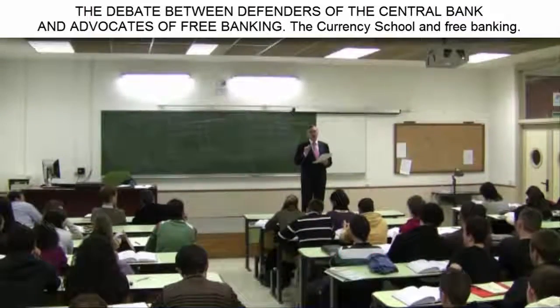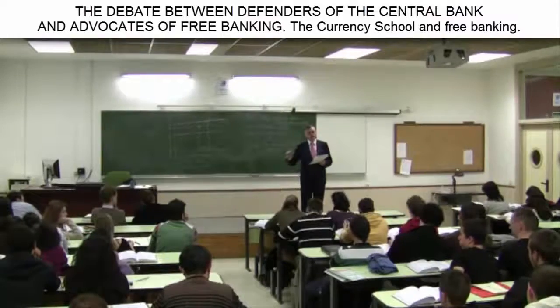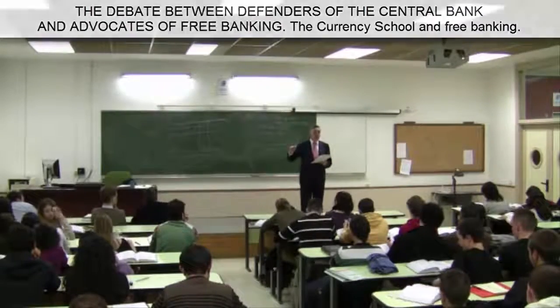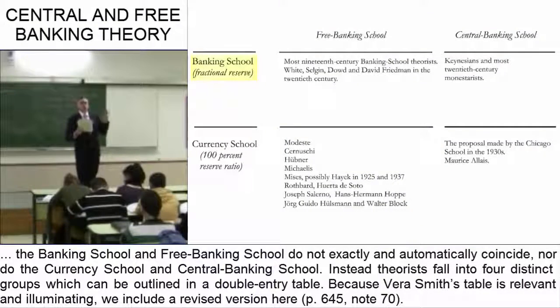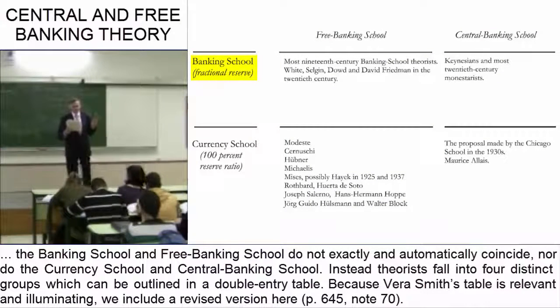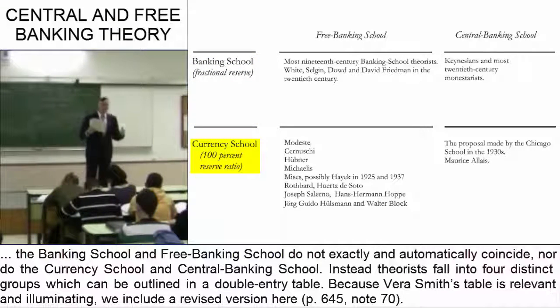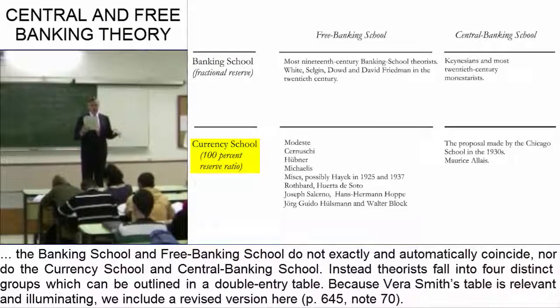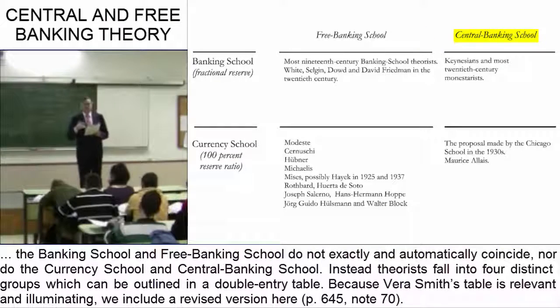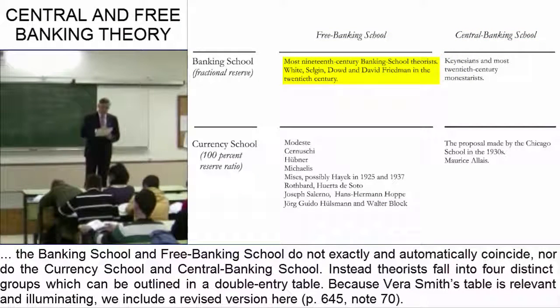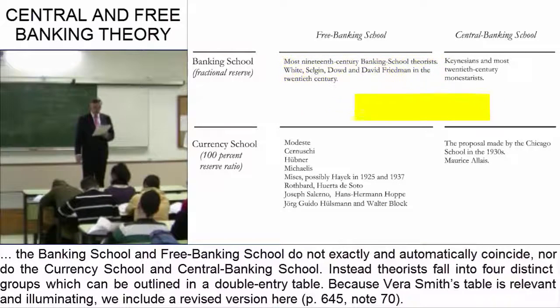Turn to page 645, please. And you will see that there are really 4 schools. This is very important. In the column to the left, we see the banking school, which defended a fractional reserve, and below, the currency school, which defended a 100% reserve ratio. Then, at the top, we find the free banking school and the central banking school. Initially, the theorists of the free banking school defended a fractional reserve and free banking, while the theorists of the currency school defended the central bank.